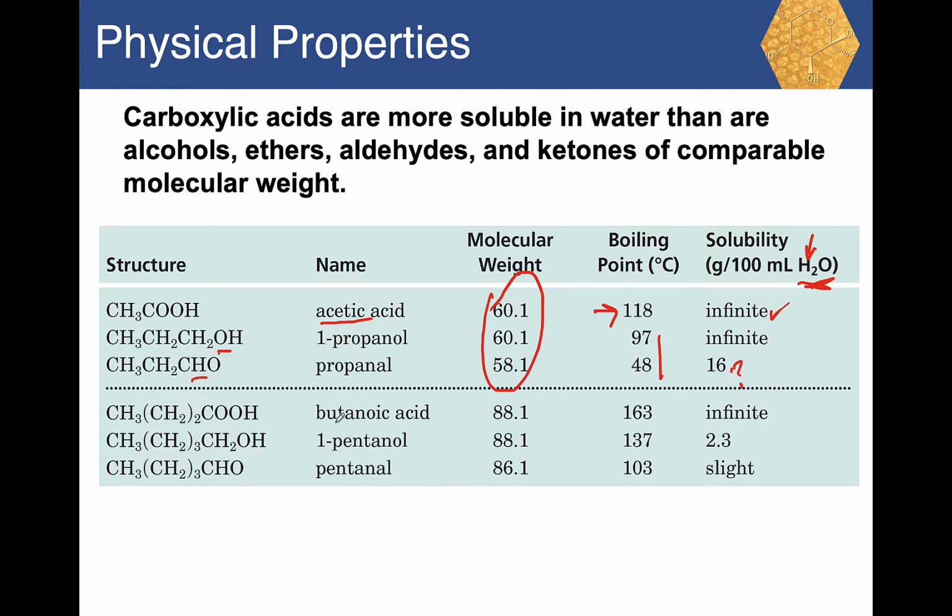Just a couple more examples here. Butanoic acid, molecular weight here, all the same as these compounds here, except this is an aldehyde, this is an alcohol, and of course this is your carboxylic acid. This has a boiling point that's much higher than these.